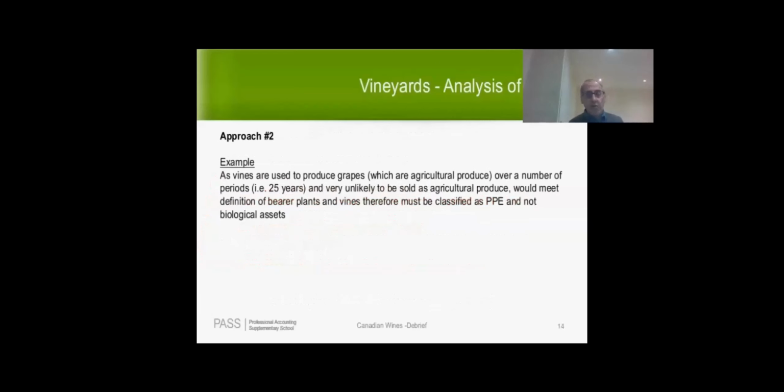Now, a second approach would be to simply explain it in your own words. So here's an example. As vines are used to produce grapes, which are agricultural produce, over a number of periods, 25 years, and unlikely to be sold as agricultural produce, that's a third condition, they would meet the definition of bearer plants, and vines therefore must be classified as PPE and not biological assets. Here the candidate also tied back to the three criteria, but in his own words.